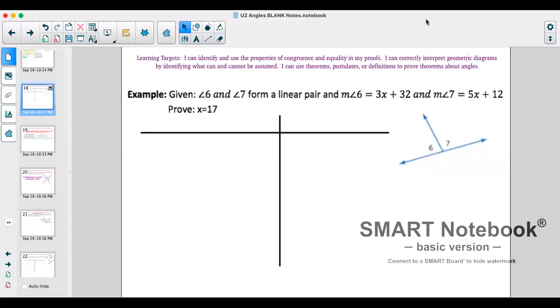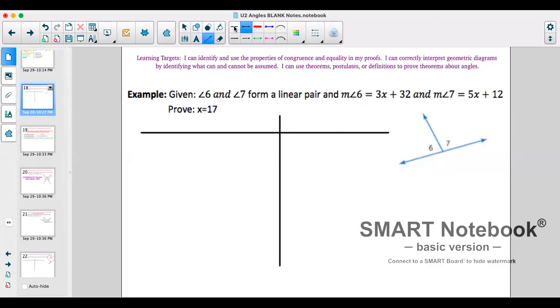So this next proof says: given angle 6 and angle 7 form a linear pair, and the measure of angle 6 is that, and the measure of angle 7 is that, prove that your variable x equals 17. Now, I have provided a diagram here. It's very basic and it needs to be labeled, but I have provided one.